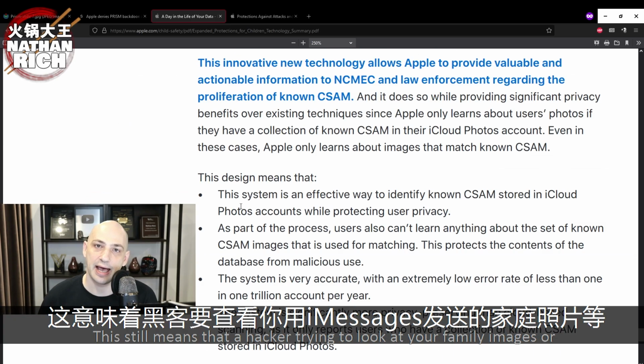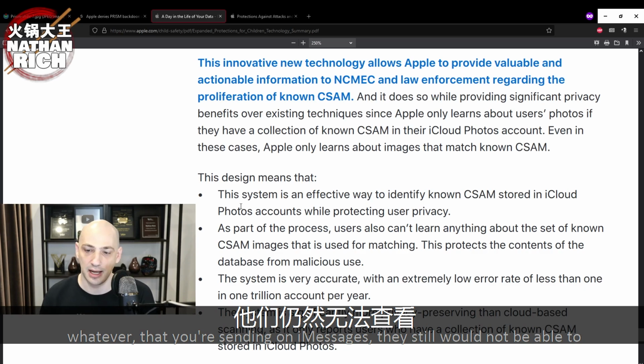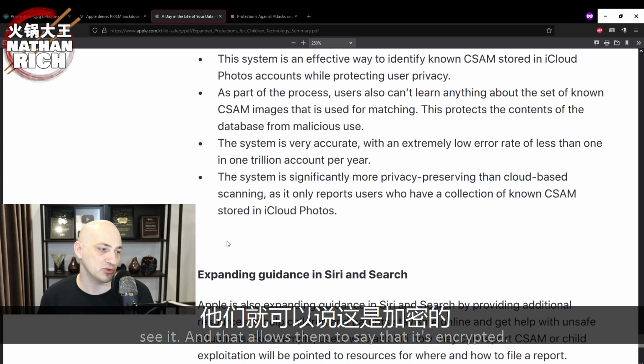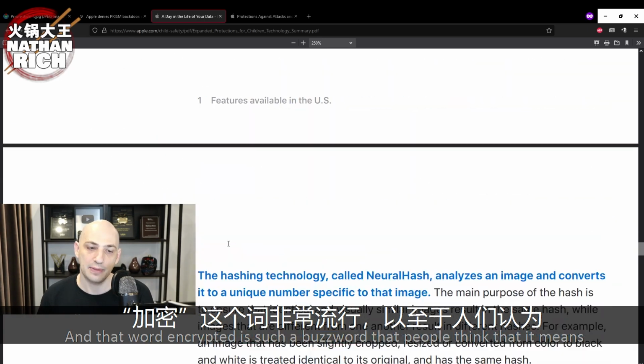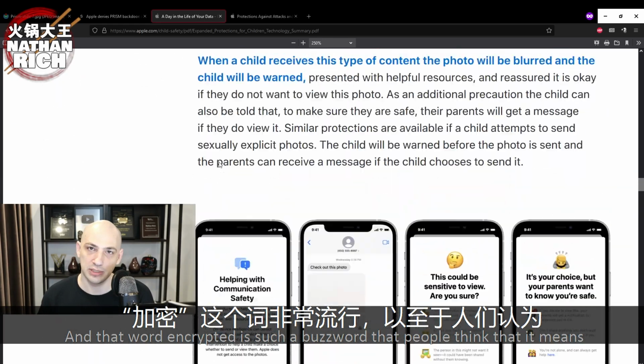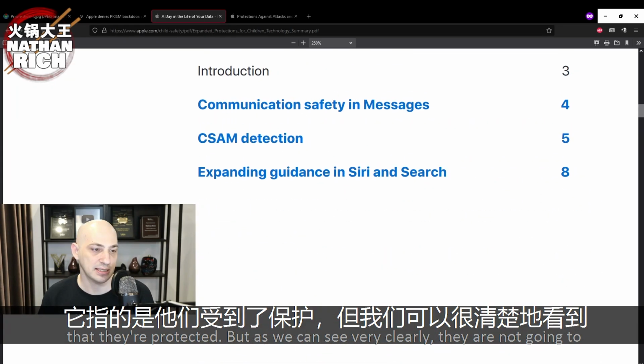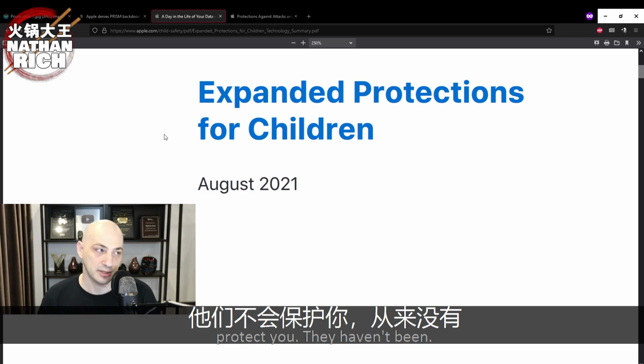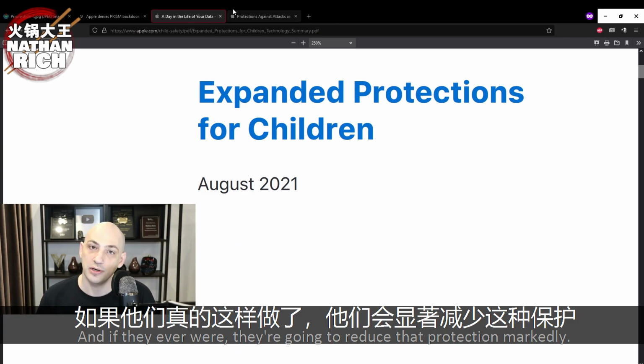This still means that a hacker trying to look at your family images or whatever that you're sending on iMessages, they still would not be able to see it. And that allows them to say that it's encrypted. And that word encrypted is such a buzzword that people think that it means that they're protected. But as we can see very clearly, they're not going to protect you. They haven't been. And if they ever were, they're going to reduce that protection markedly.